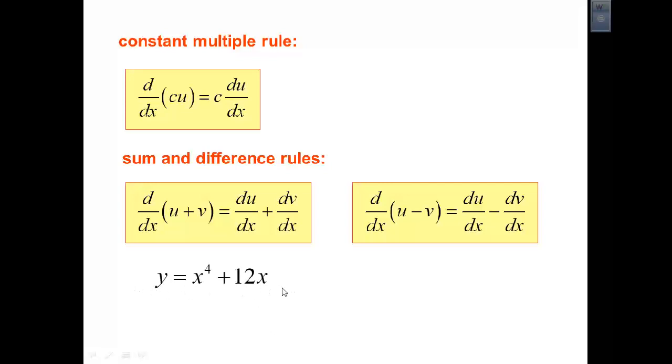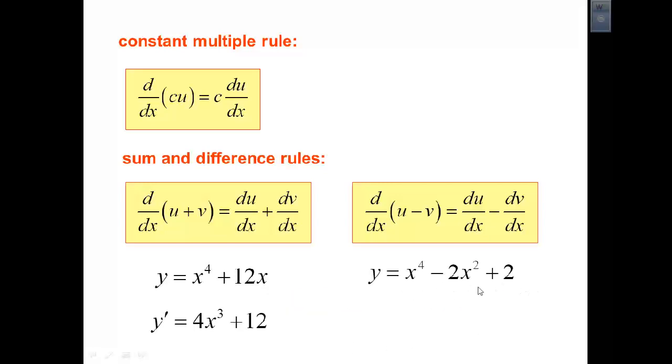So with this one right here, essentially what this tells us we can do is we can take the derivative in parts. Take the derivative of this and take the derivative of this separately, and then just keep the sign in between them. So y prime here is going to be 4x to the third plus 12. So you're essentially treating each term separately as you take your derivative.